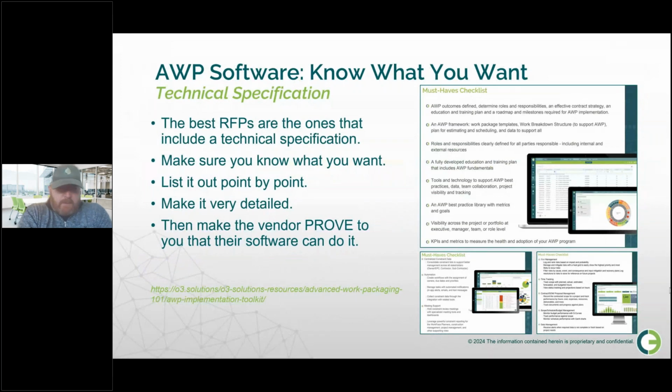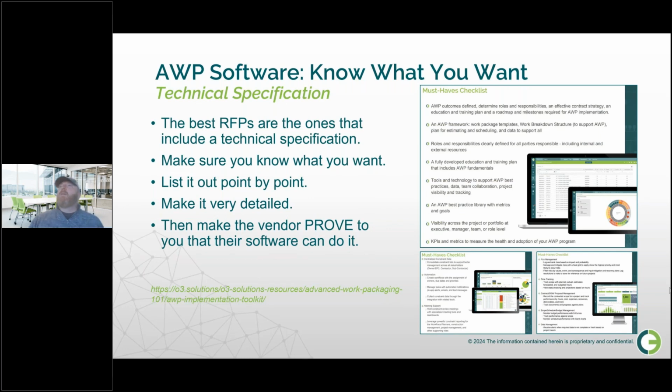So when you're talking about going out and finding a solution, how do I know what to look for? The best RFPs, RFQs, whatever the terminology that you use, the best requests that we get are the ones that include a technical specification. And by that, what we mean is, I know what I want and I'm listing it out for you. And it can be very, very detailed. It can be incredibly long. I've seen these up to sort of 600 to 1,000 bullet points in some cases.